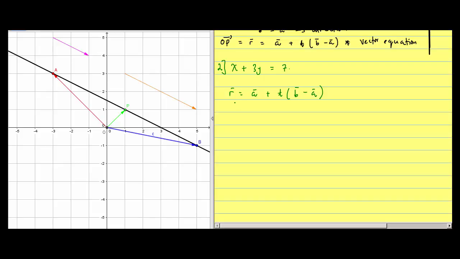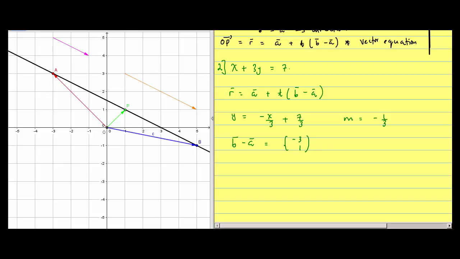Now remember b minus a is the direction vector of the line, so if I rearrange my original equation to y is equal to minus x over 3 plus 7 over 3, the gradient, which gives the direction of this line, is going to be equal to minus a third. Alright, now this gradient as a vector is going to be given as, remember, the change in y over the change in x, so the direction vector b minus a in this case can be written as (-3, 1).